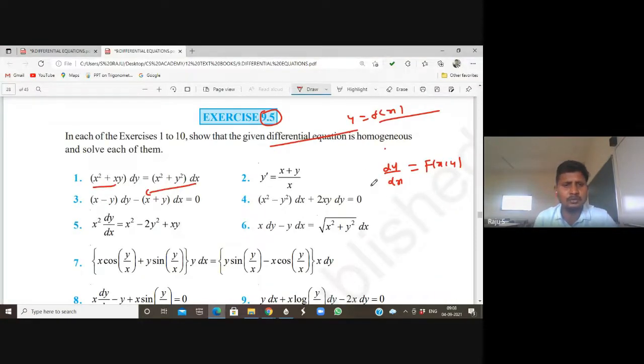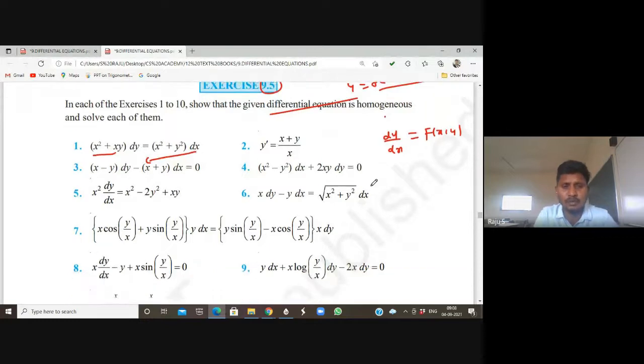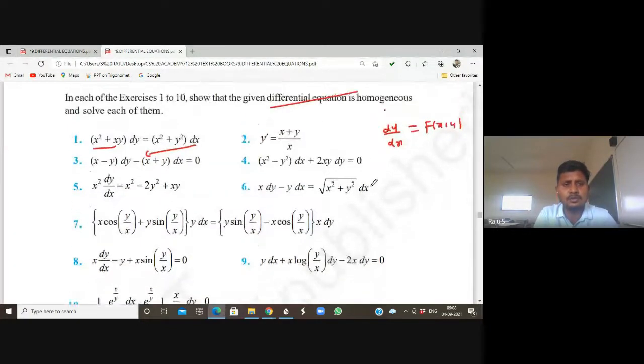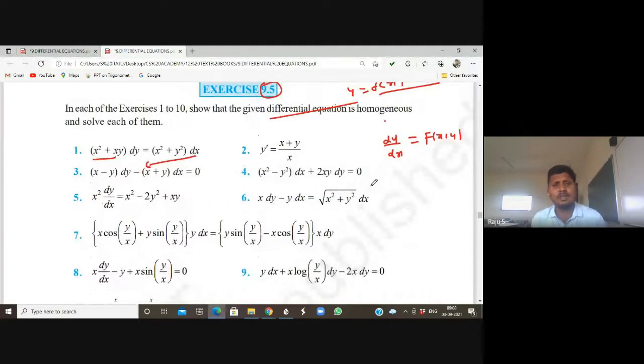I'm going to give some homework. Also see, students, how can we check whether the equation is homogeneous in y or in x? My question is whether the given differential equation is homogeneous in y or homogeneous in x. Very simple.